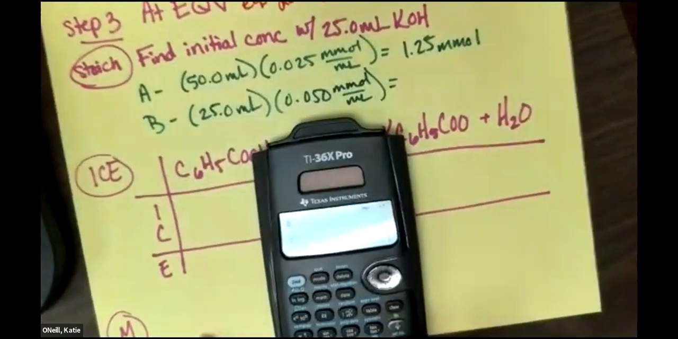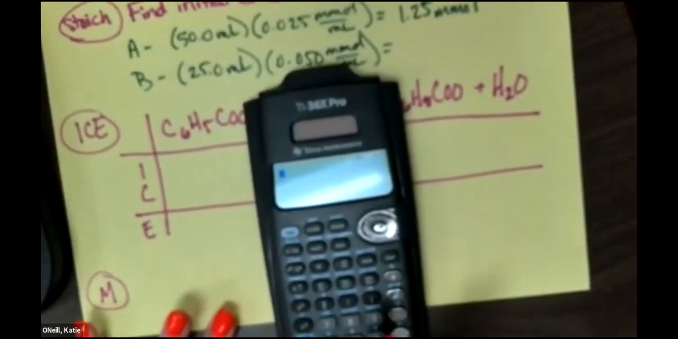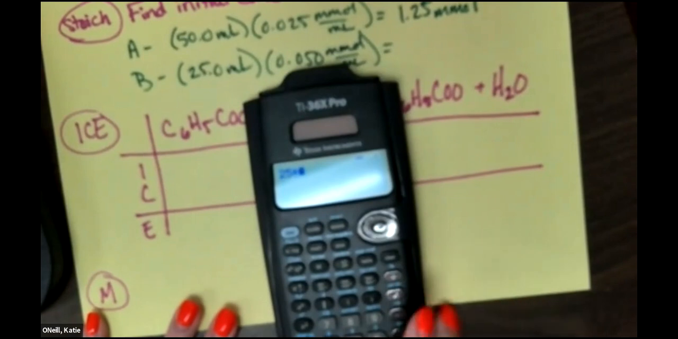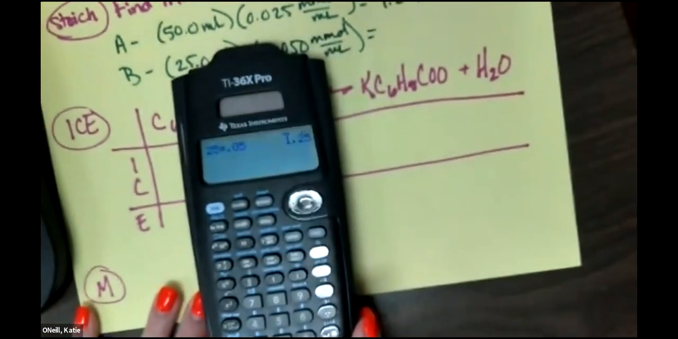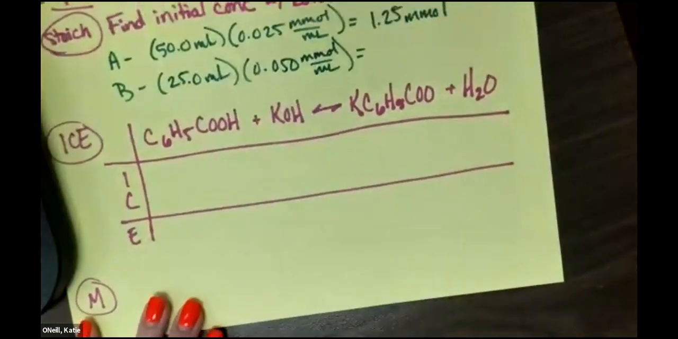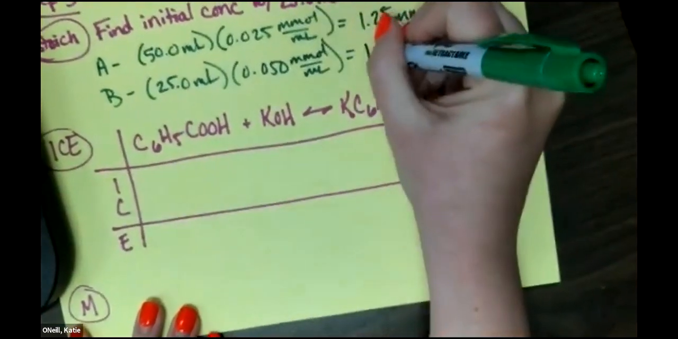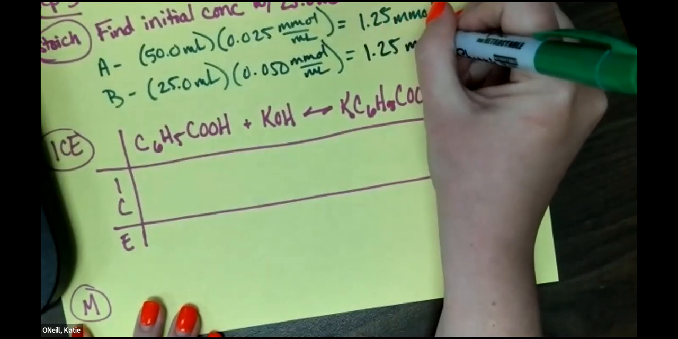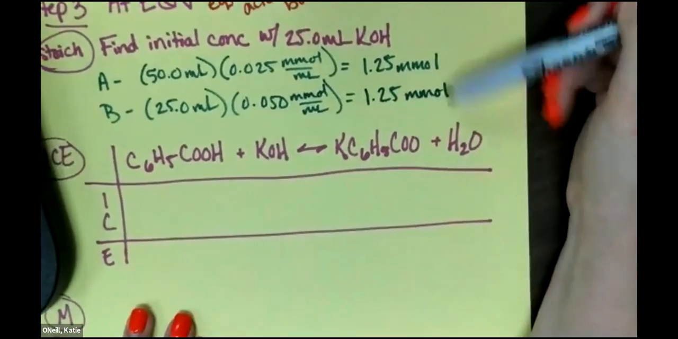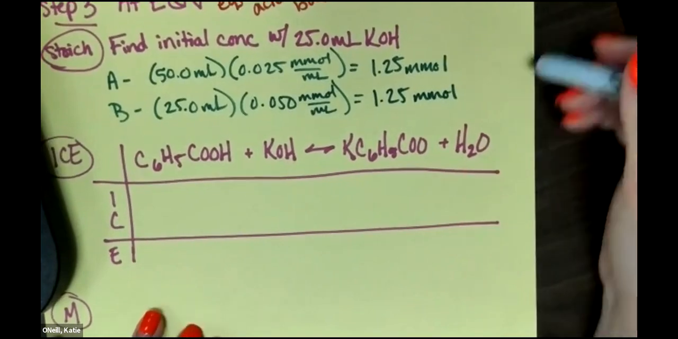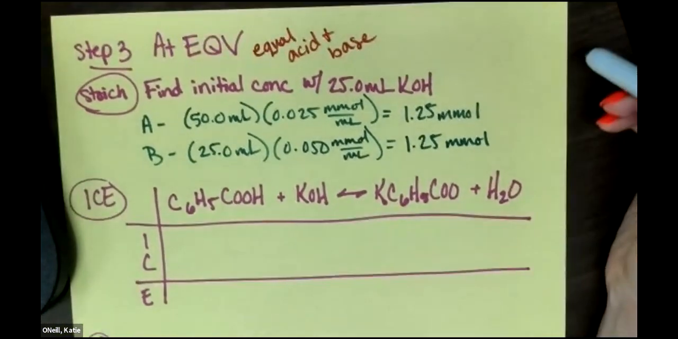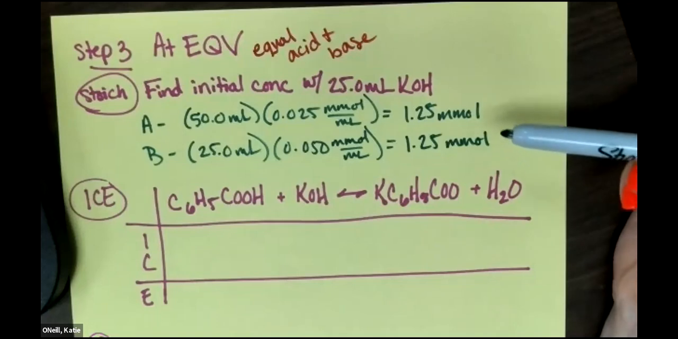Now I want to do 25 times 0.05, which is also 1.25. Look at that, equal moles of acid and base, or equal millimoles of acid and base. That's kind of our definition of the equivalence.